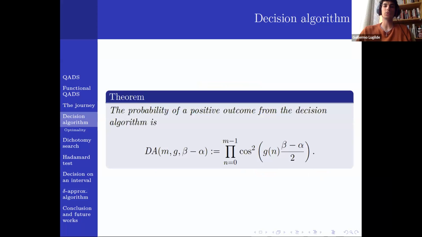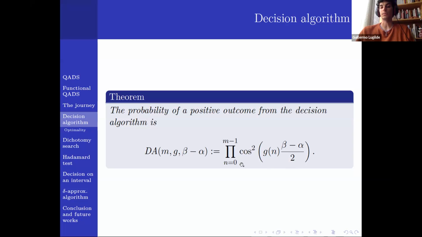So here you have the probability of a positive outcome in this algorithm. That means the probability of declaring that beta is equal to alpha. We call this the DA formula, and it depends on the number of qubits that you decided to use, the functional quads, and the distance between alpha and the actual beta.